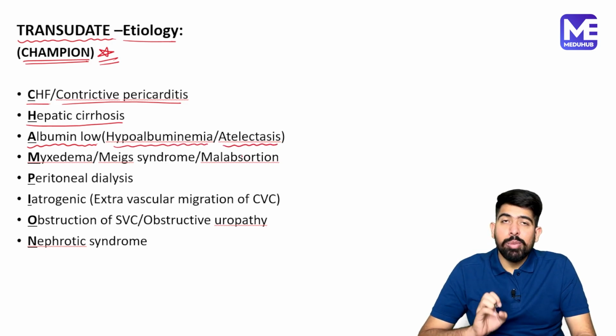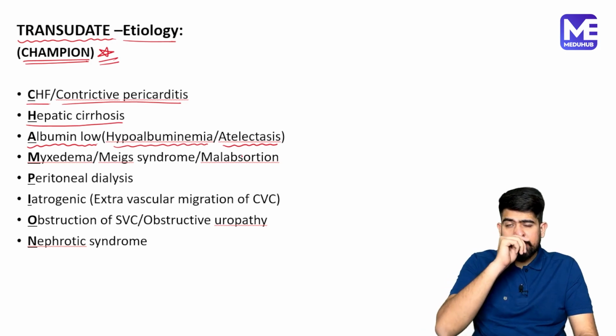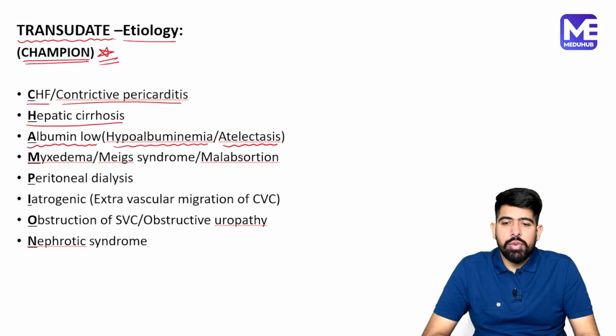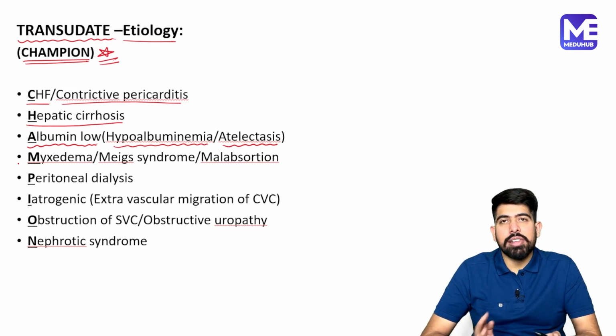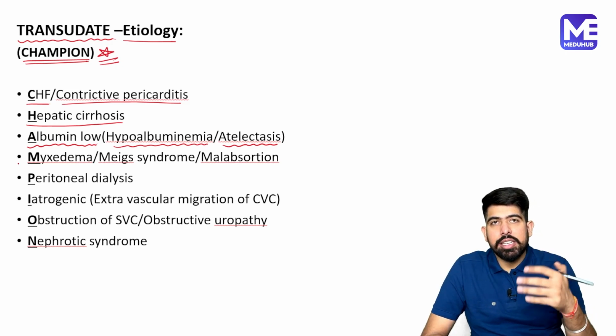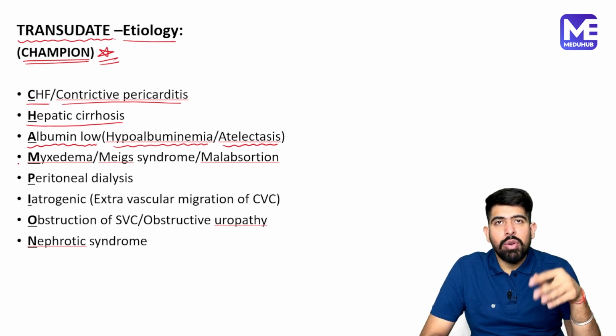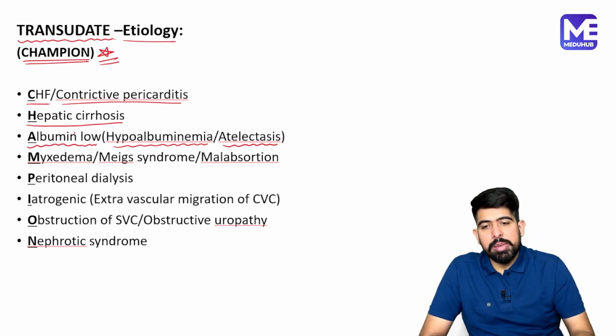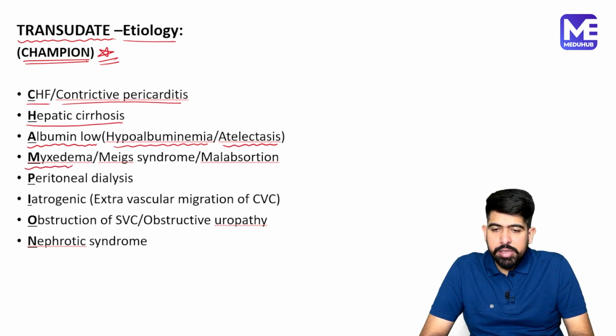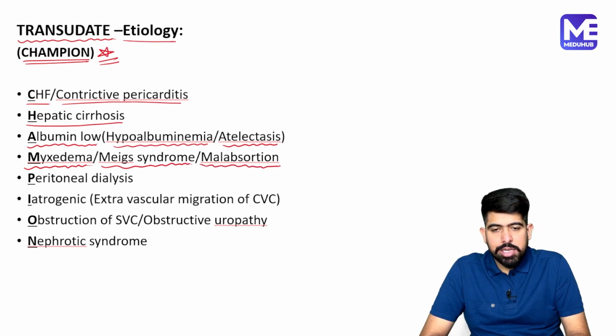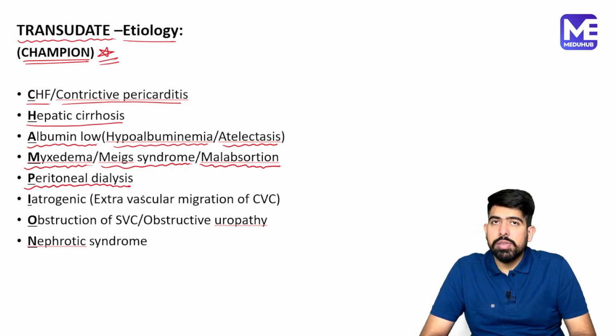If albumin is low, because albumin is our binding protein in our fluid, right? So if the binding protein is low, there will be an alteration in our osmotic pressure and hydrostatic pressure, and due to this alteration in pressure, more and more pleural fluid will be formed. M is for the mixed edema and the mixed syndrome, and malabsorption, in this also we are seeing this. In peritoneal dialysis also we are going to see the transudative cause of the pleural effusion.